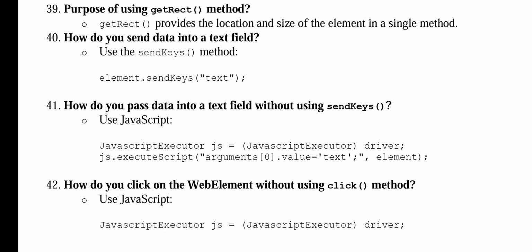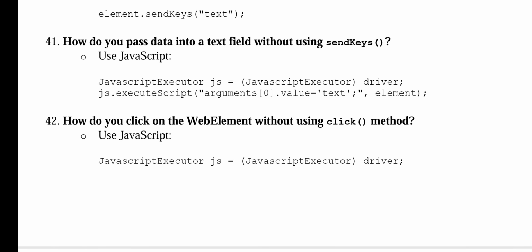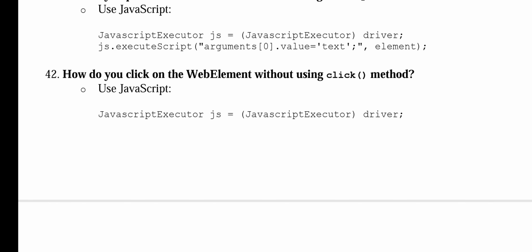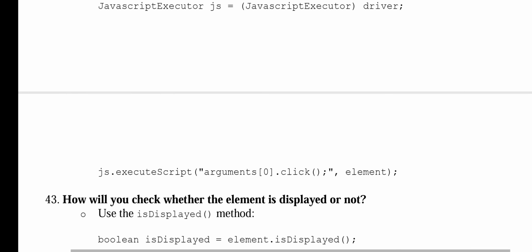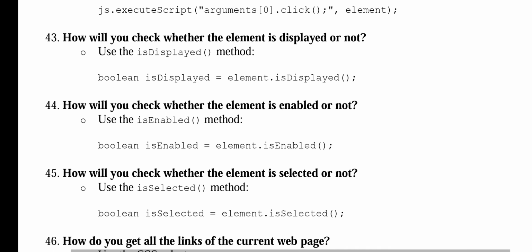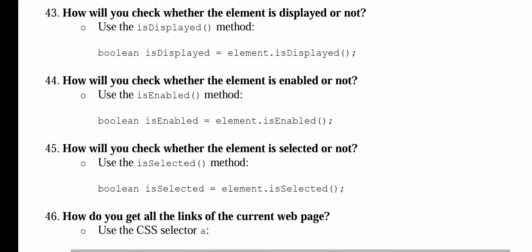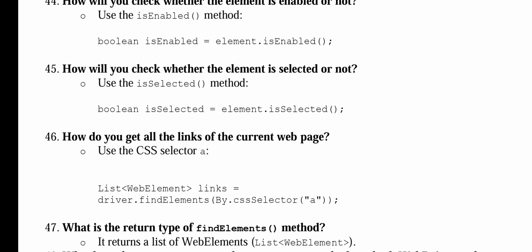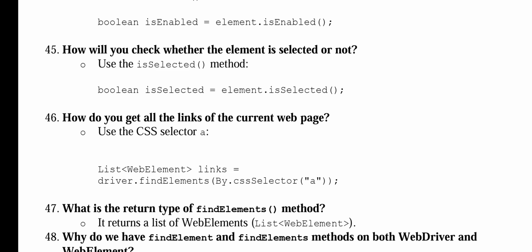How do you send data into the text field? How do you pass data into a text field without using sendKeys? How do you click on the web element without using the click method? How will you check whether the element is displayed or not? How will you check whether the element is enabled or not? And similarly, how will you check whether the element is selected or not?